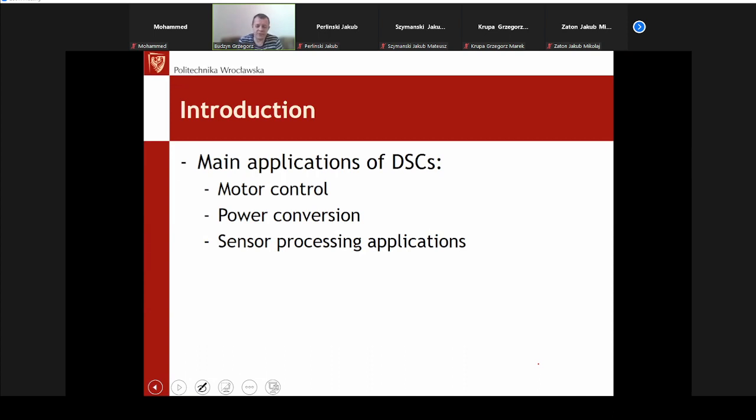Main applications in case of DSCs are not as demanding as for the basic DSPs. So mainly the DSCs are not for communication, because that's where the major problem is. There are really gigabit streams, terabit streams of data that need to be processed in real time, both digital and analog data.